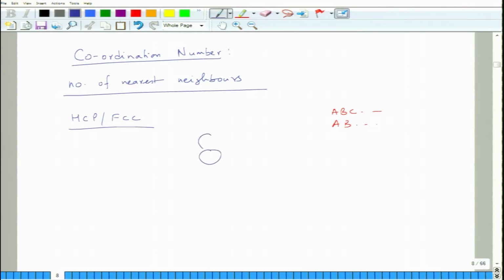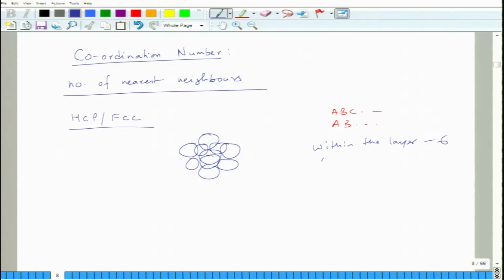So this is, let us say, one layer. 1, 2, 3, 4, 5, 6. Within the layer it has 6 neighbors. And if it has a layer up or down, then it can have one atom here, and one atom somewhere here. How many will it have?